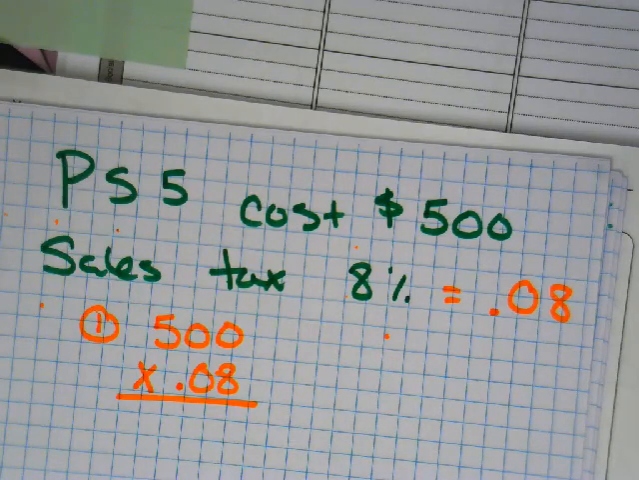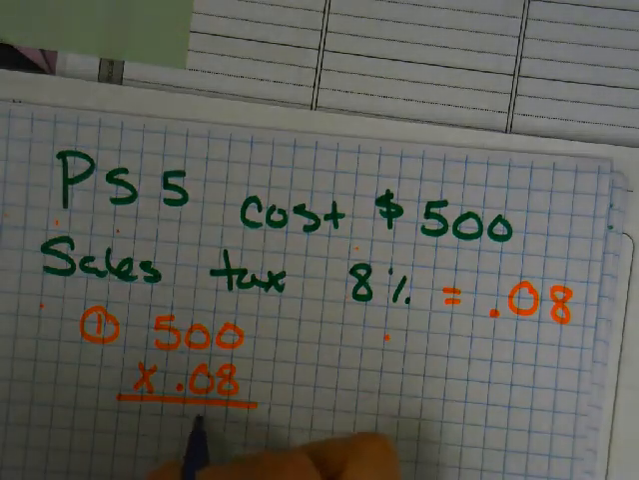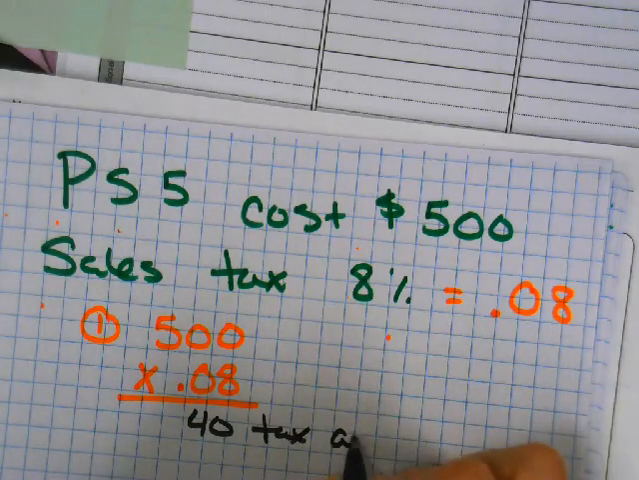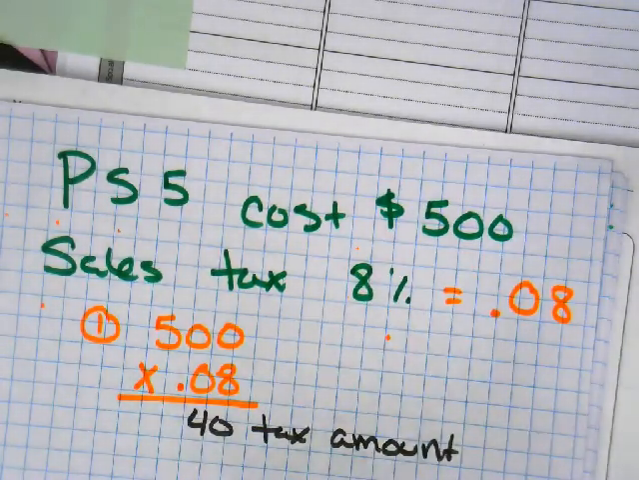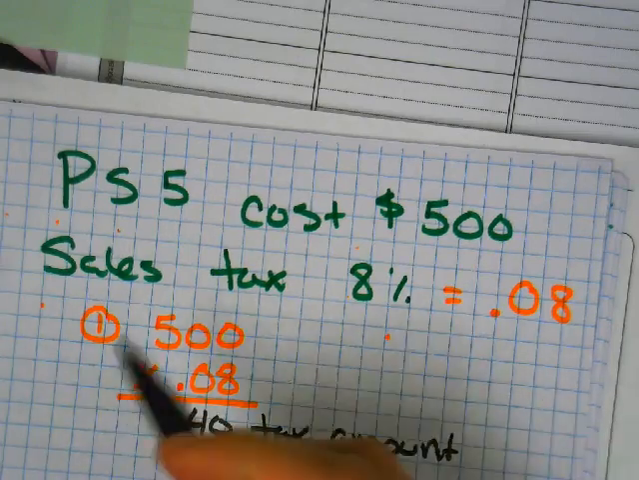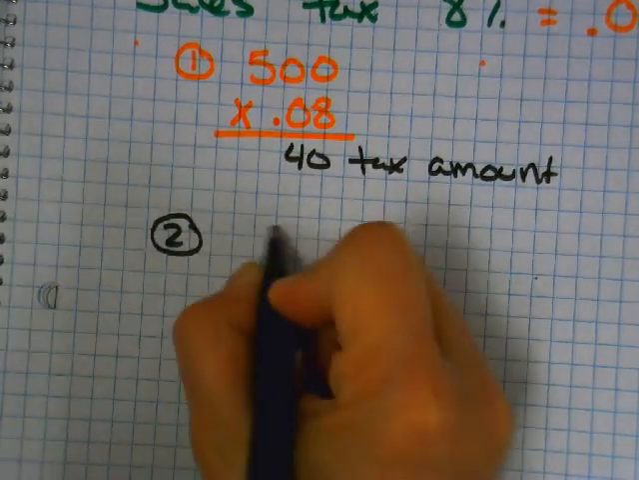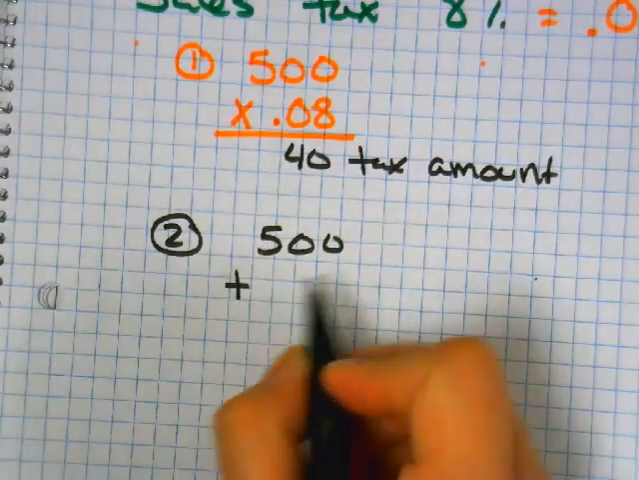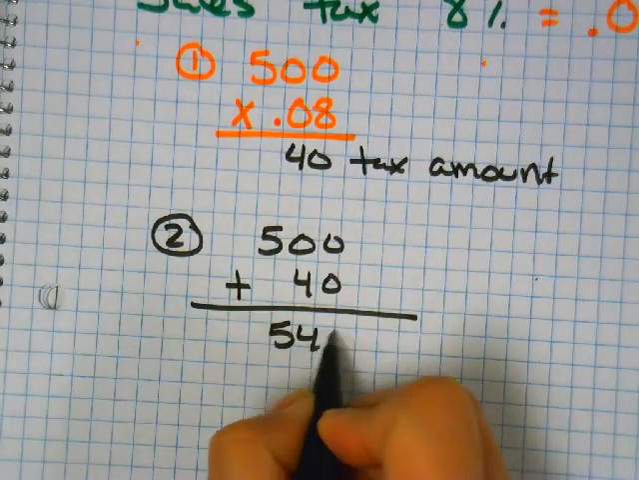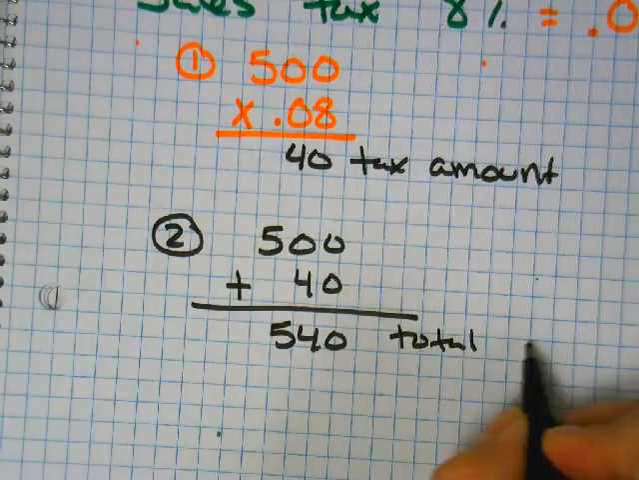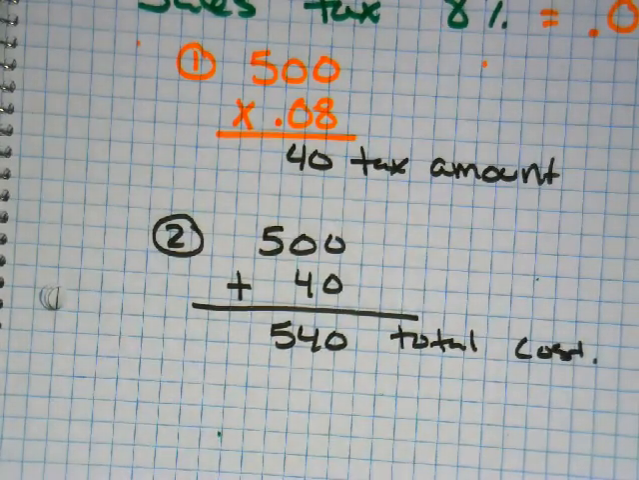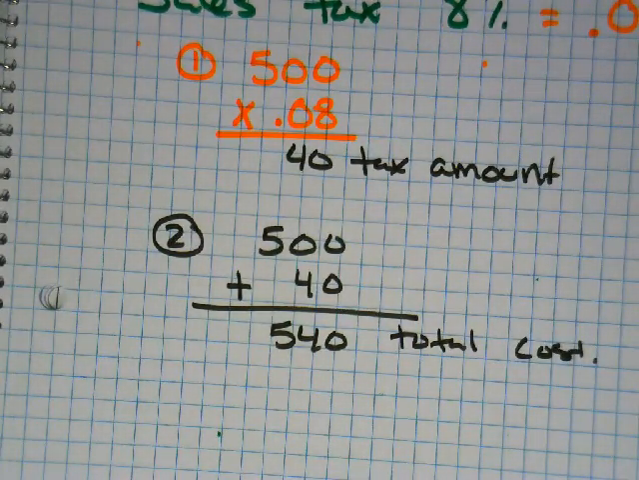$40 more dollars. So what's our tax amount? 40. This is called your tax amount. This is how much extra Best Buy is going to charge me when I buy the PlayStation 5. Tax amount $40. Number 2, we take 500 and we're going to add the $40. So $540 is my total cost. 40 additional dollars might be like, oh, it's not that bad. It's just $40. Or it might be like, wow, that's a lot of money. Depending on how you look at it.